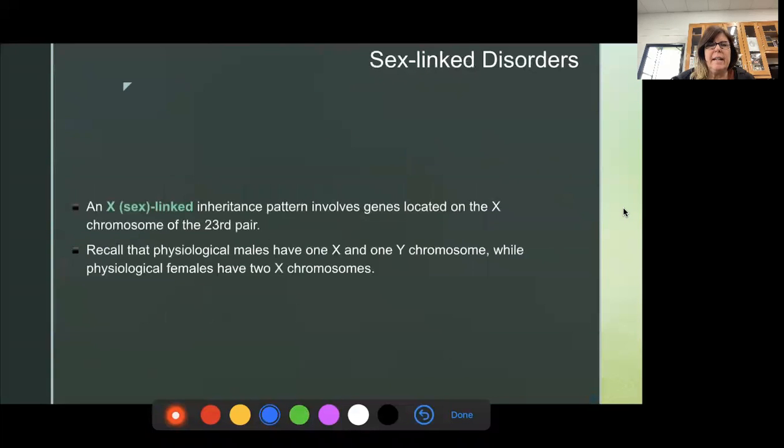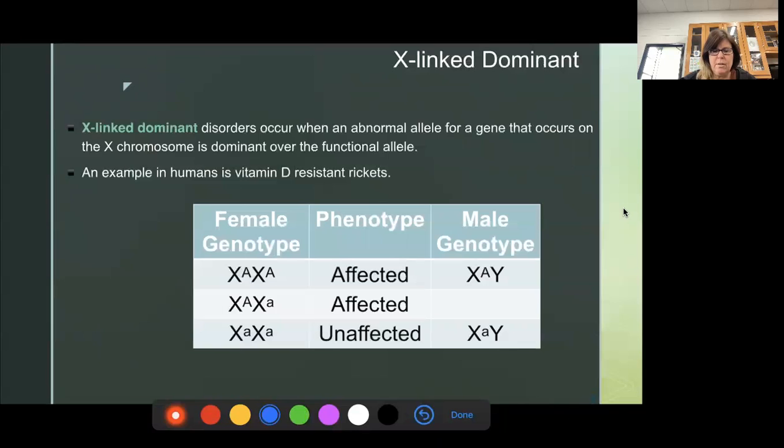Now, when we talk about sex linked, there's the X and the Y chromosome, and here we're just going to talk about the X chromosome, abnormalities found on the X chromosome. And so again, that's the 23rd pair, or the allosomes. Physiologically, when we look at their chromosomes, males are XY, females have two X's.